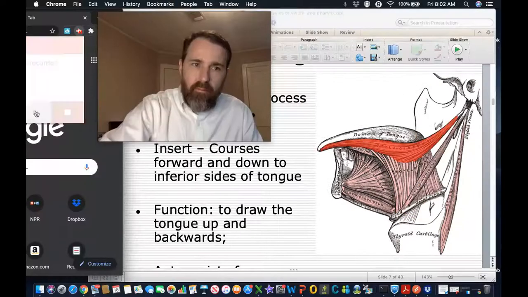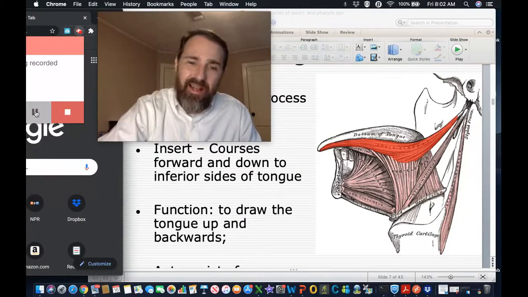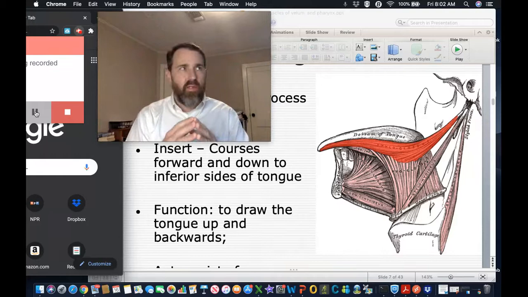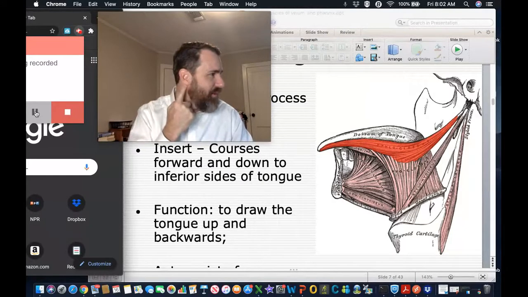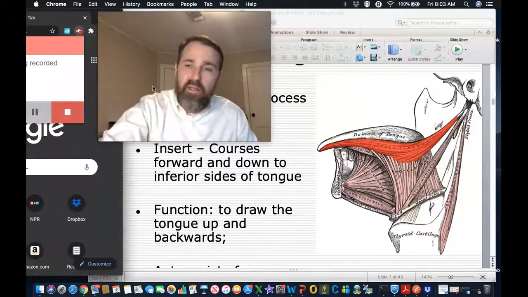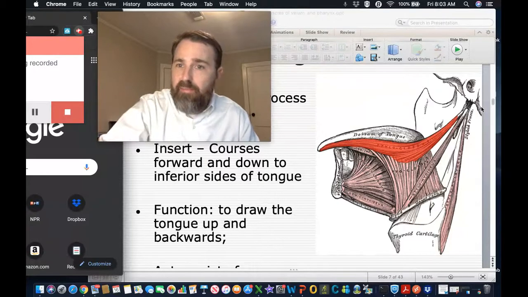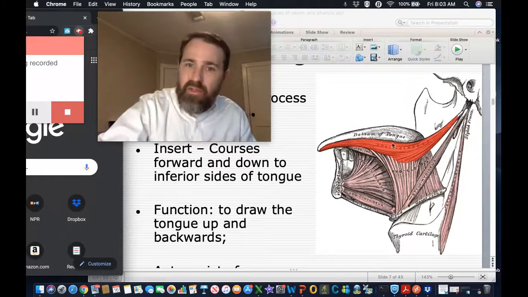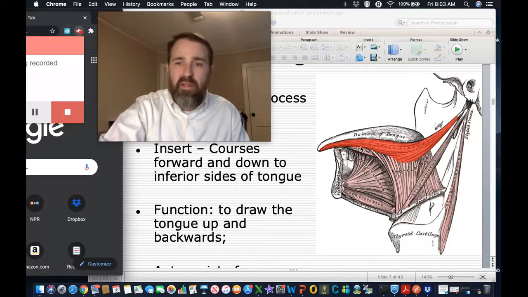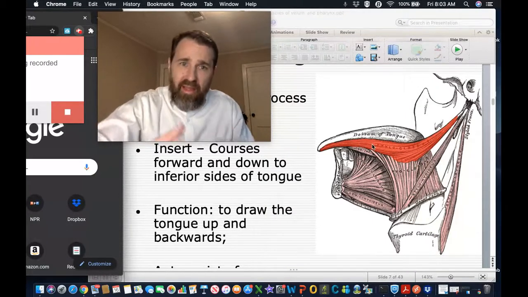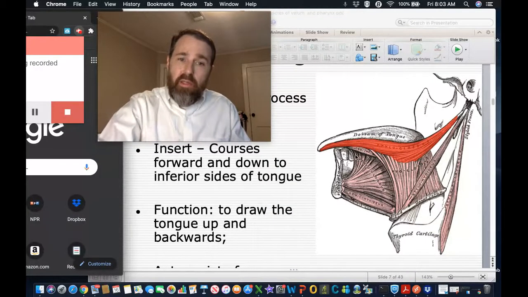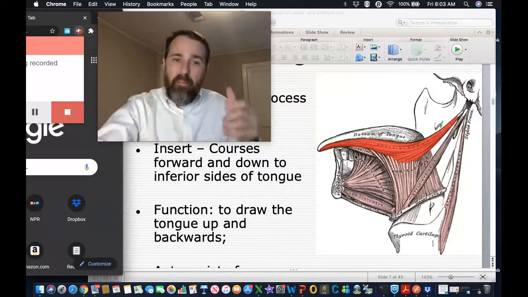Okay, so the next muscle is the styloglossus. The styloglossus runs from the styloid process of the temporal bone on the skull, and that is back here behind your mastoid process, which is that bump right here behind your ear. So it runs from up here down to insert into your tongue. You can see just by the nature of the angle of this muscle that when this muscle contracts, it is going to pull the tongue back and up.